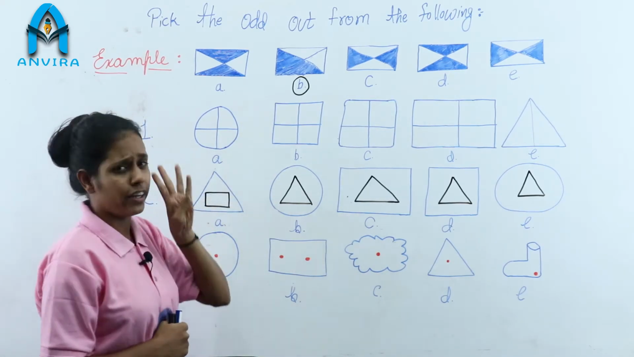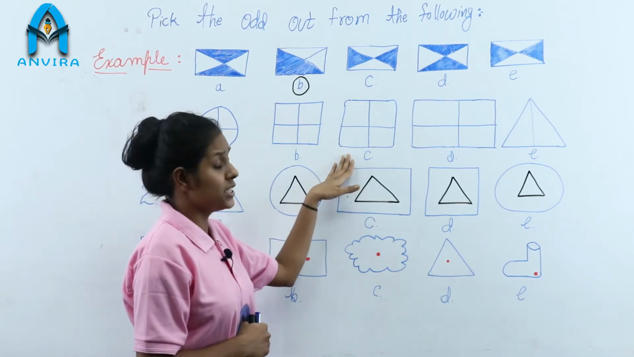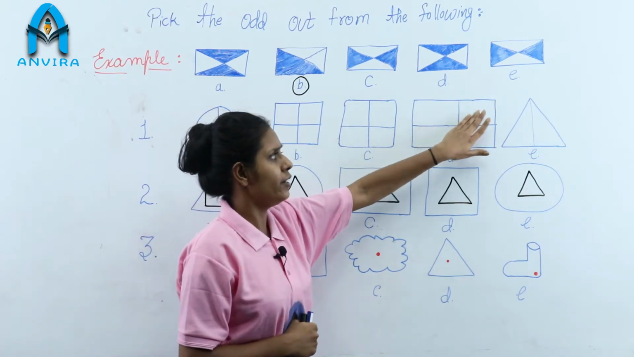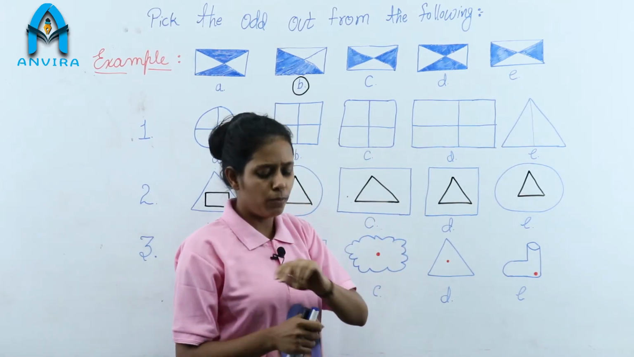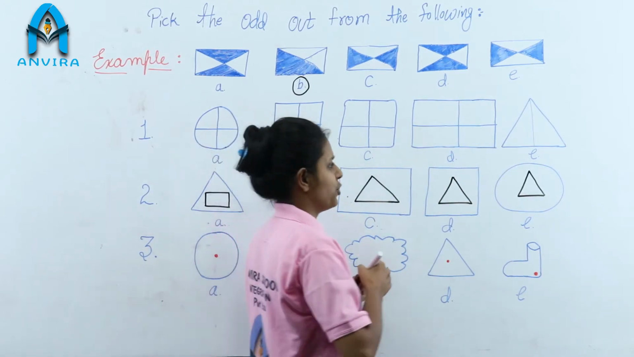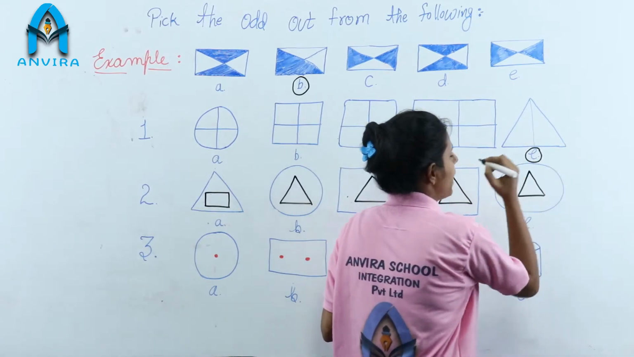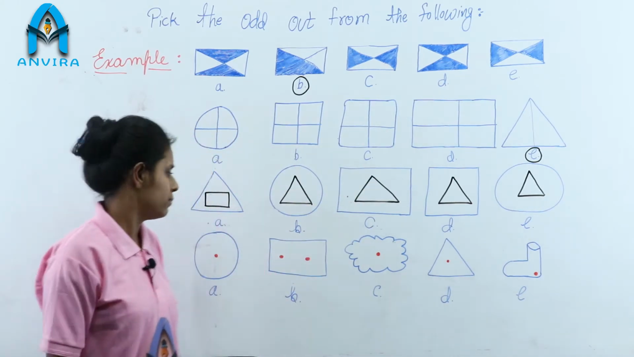Option A divided into 4 parts. Option B divided into 4 parts. Option C divided into 4 parts. Option D divided into 4 parts. And option E is divided into 2 parts. So our correct option is option E, because this pattern is different from the other patterns.